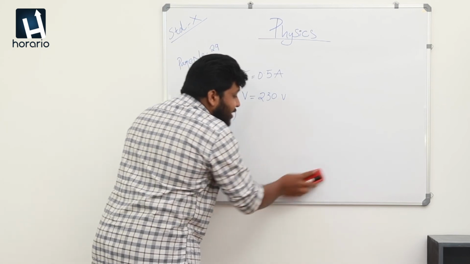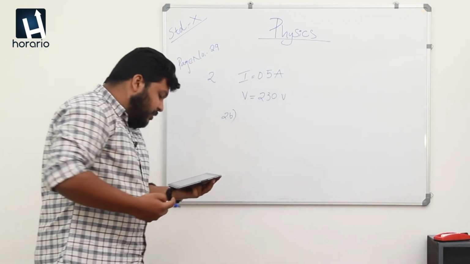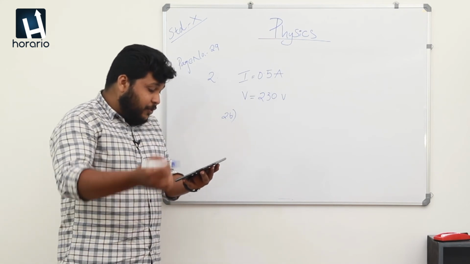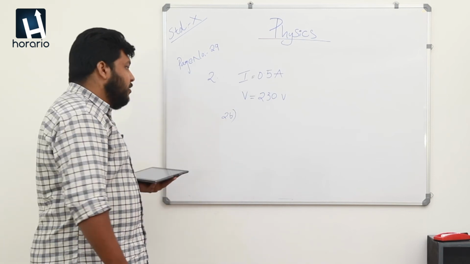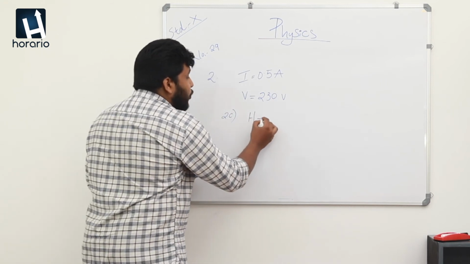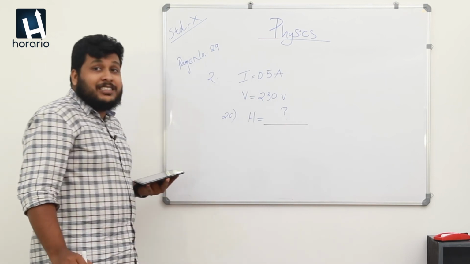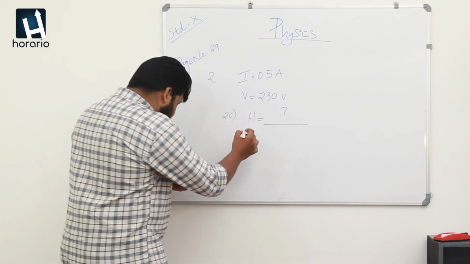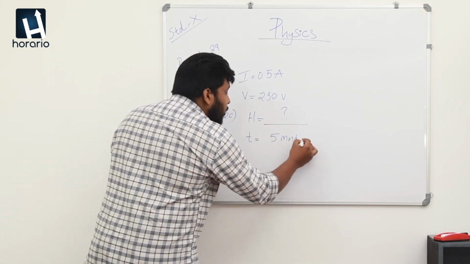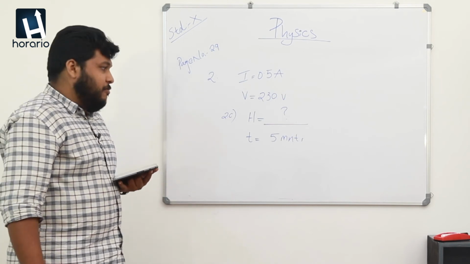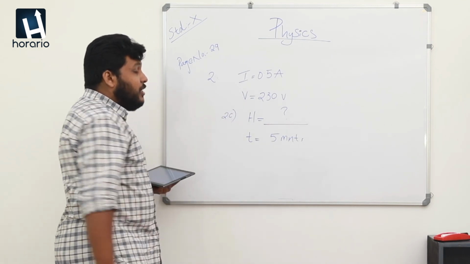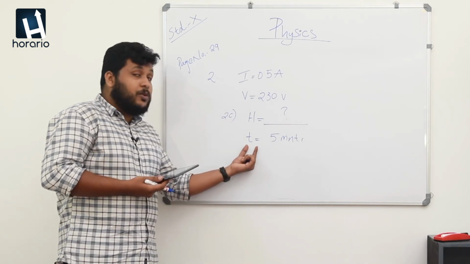What the question C says? The C question says, calculate the quantity of heat generated when current flows in the circuit for 5 minutes. Which says the question C wants us to find the heat energy produced in this circuit if the circuit is operated for 5 minutes. Okay. Here the I is given, the V voltage is given, and the time T also given.